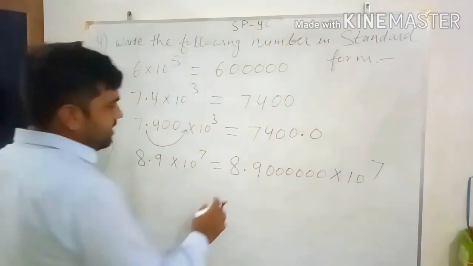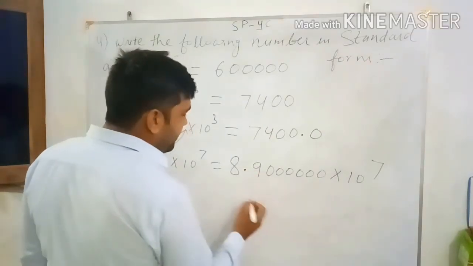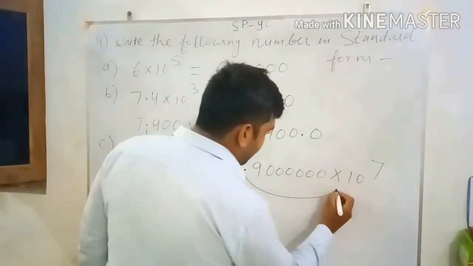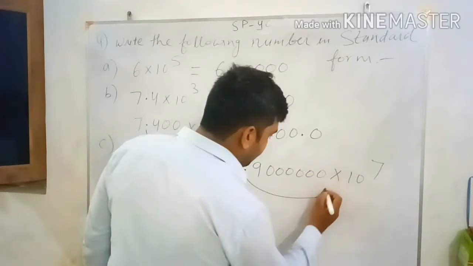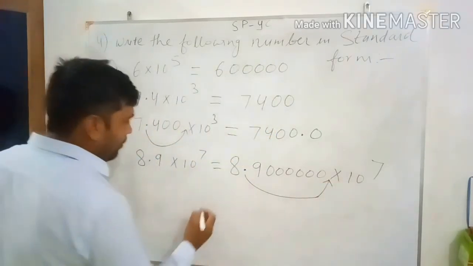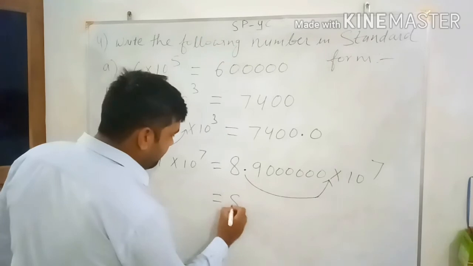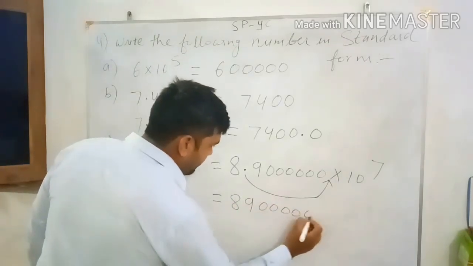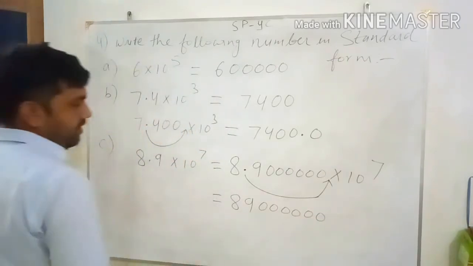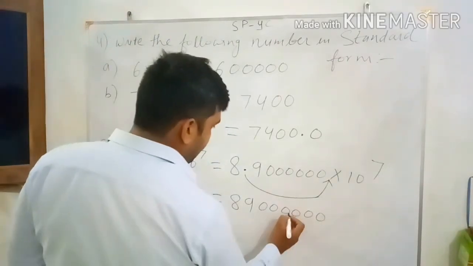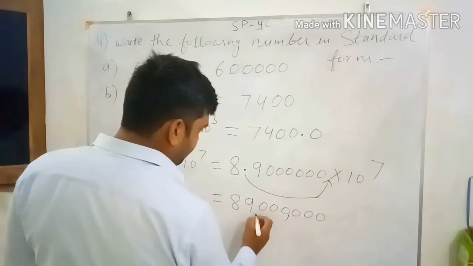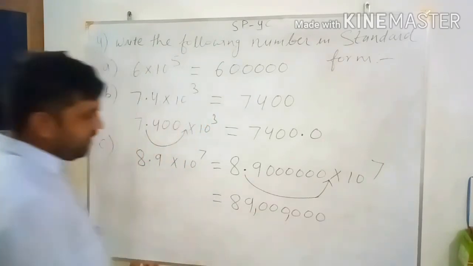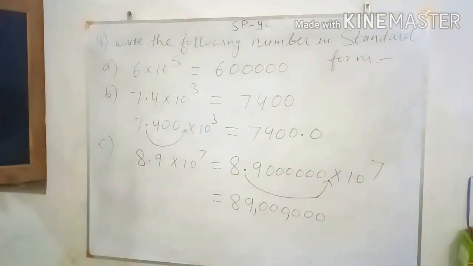Now we have to shift the decimal to bring it into the standard form. Shift this decimal here 7 places right. So the number will become 89,000,000. See here, in the standard form we got it. That is 89 million.